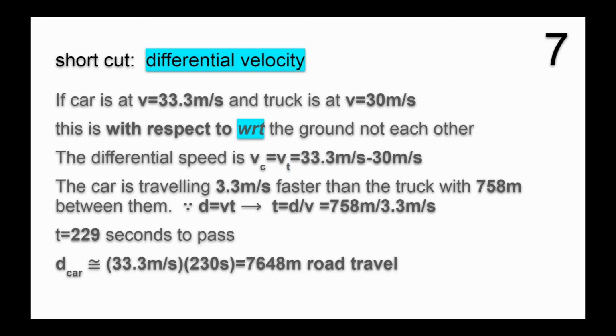Now, how far did everybody travel in this time? Well, the car was traveling 33.3 meters a second for a whole 229 seconds. The car has driven almost 8 kilometers on the road to pass the truck. And don't forget to toss in the numbers from the first 9 seconds.